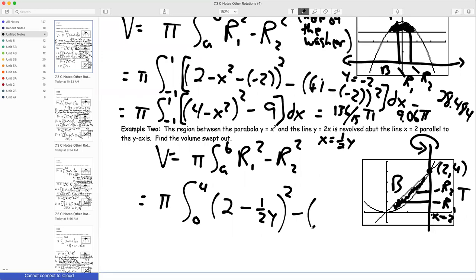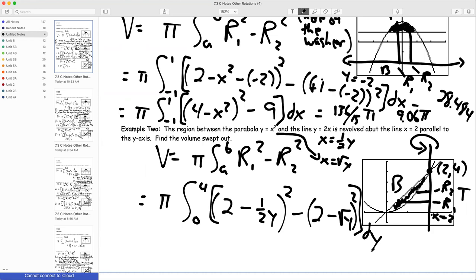Minus. And now I'm going to do R2. So I've got the axis of rotation is my top curve, so it's 2 minus the bottom curve, which is the edge of the shaded region, which in this case is the parabola. And again, I've got to write this in terms of x equals. So I have x equals, solving for x, the square root of y. So I've got the square root of y, that's squared, put the brackets with respect to y. Now I can math it.